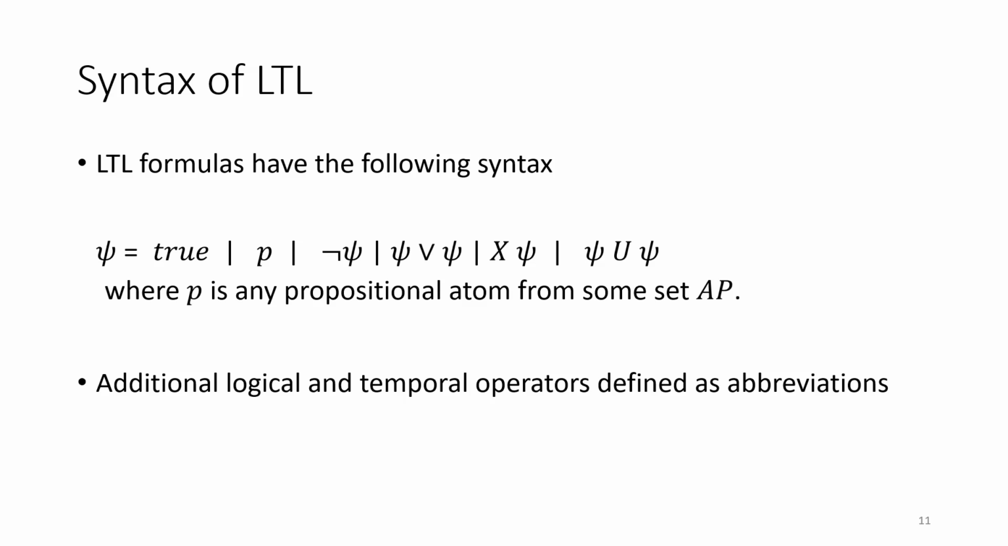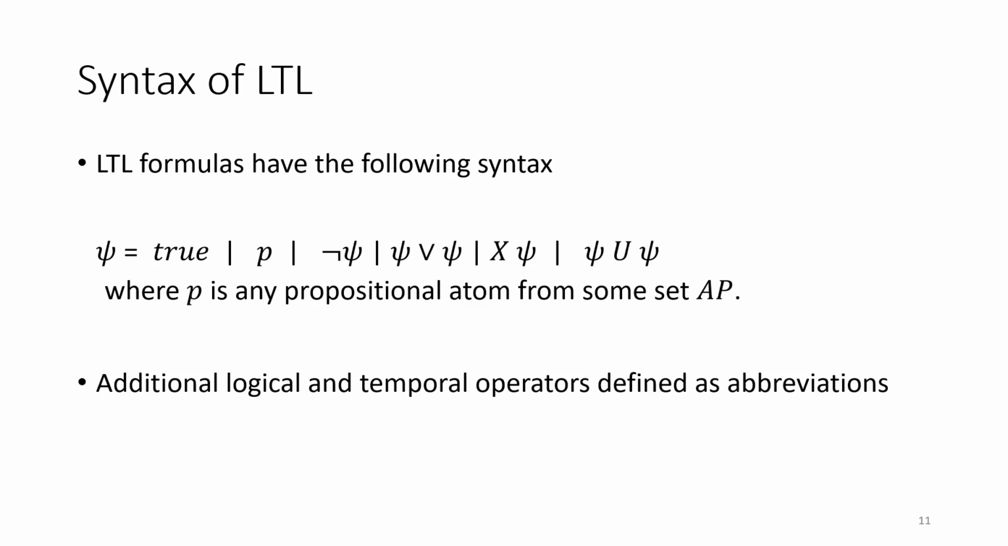And then there's until. So now we only see two temporal operators, and we also don't see conjunction. We don't see and. We only see or and negation. But that's usually done because you can represent conjunction just by negation and disjunction, and you can represent further temporal operators, some of which we will look at, as abbreviations of next and until.